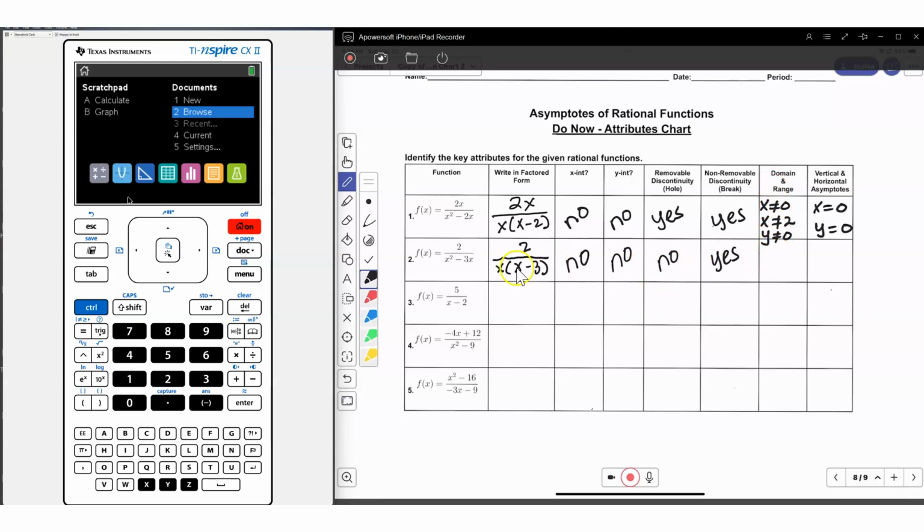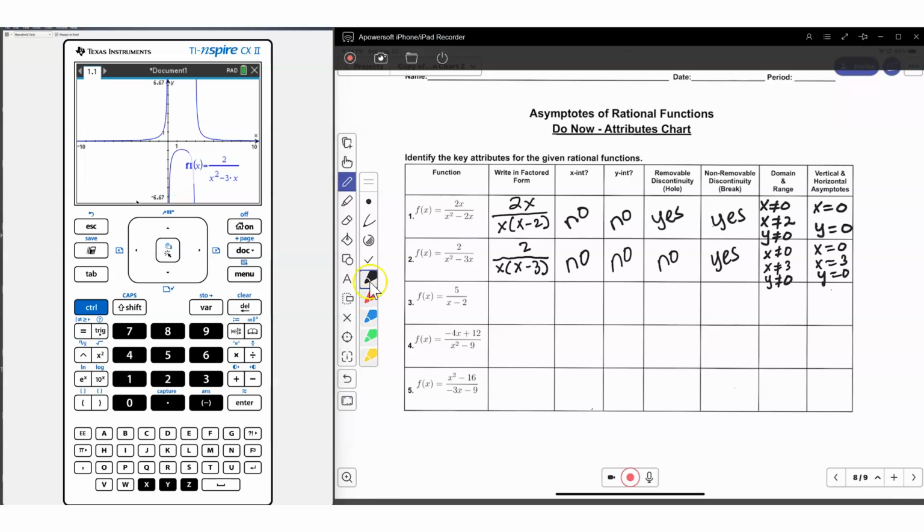So domain. What's going to make this undefined? Well, we know x cannot equal 0, x cannot equal 3, and we also know that y will never equal 0. We did have two vertical asymptotes. We had x equals 0, x equals 3, and y equals 0. So x equals 0 and x equals 3 are your vertical asymptotes, and y equals 0 is your horizontal asymptote. I removed the table for this last graph.